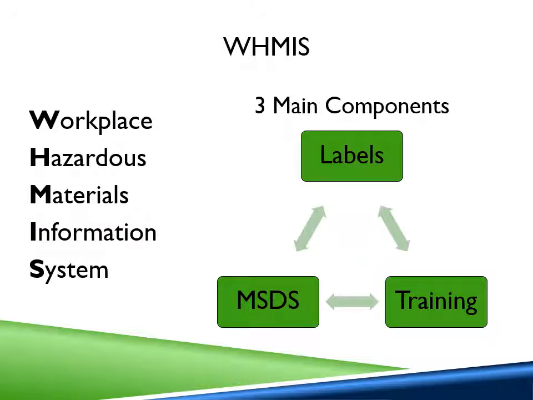WHMIS stands for the Workplace Hazardous Materials Information System. It is an information system designed to make workers aware of hazardous materials in the workplace and provides information on the safe use of hazardous materials. The three main methods of delivering this information are product labels, material safety data sheets, commonly referred to as MSDS, and employee training and education.